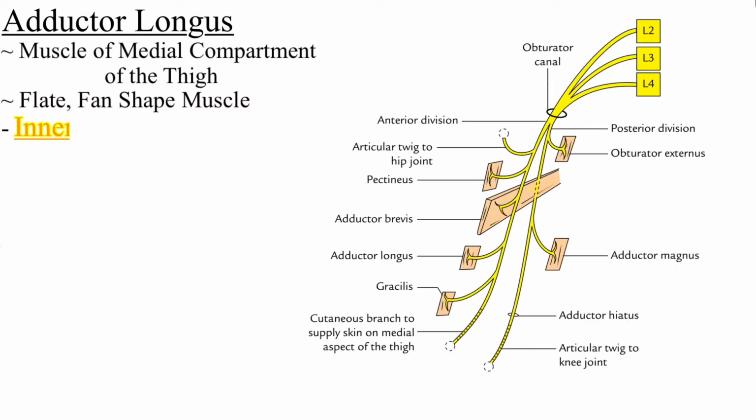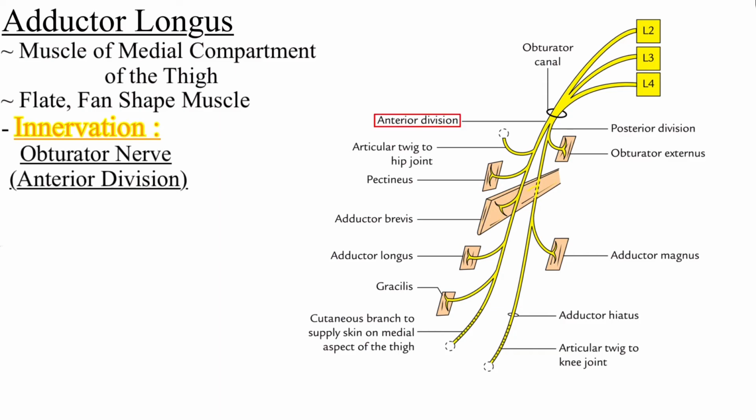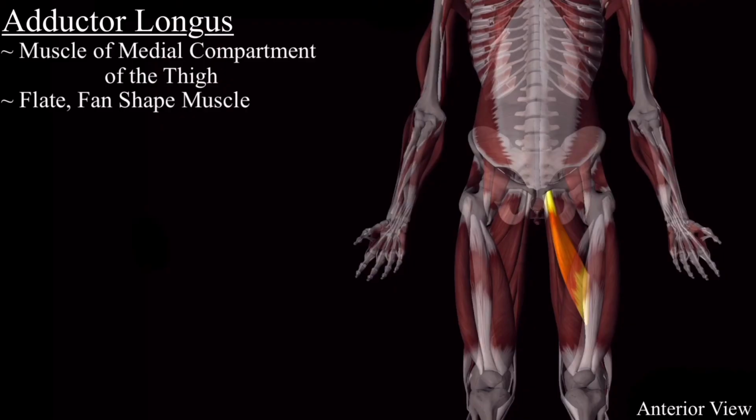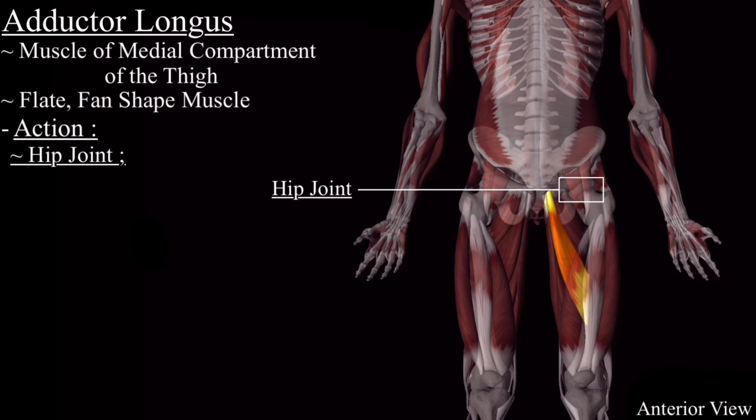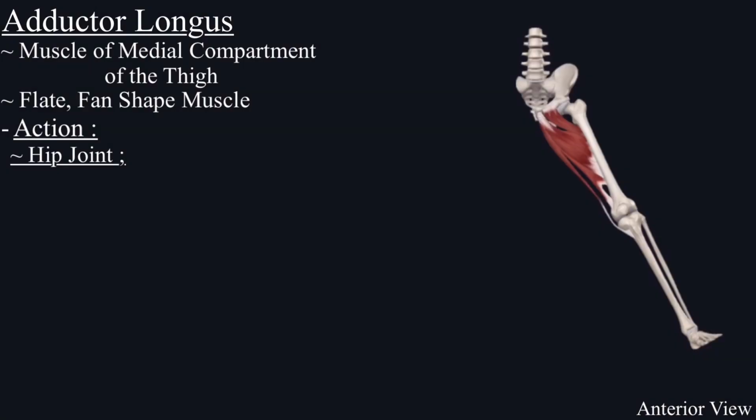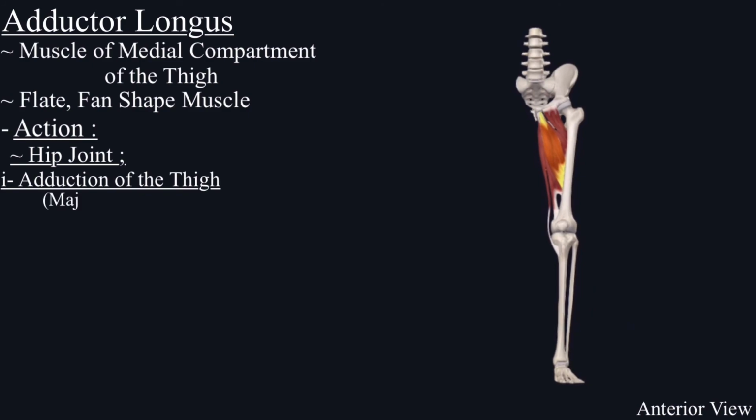Next is the innervation. It is innervated by the anterior division of the obturator nerve, which involves L2, L3, and a minor contribution from the L4 spinal nerve roots. Adductor longus muscle only crosses the hip joint, and its main action on the hip joint is the adduction of the thigh. And it makes sense.